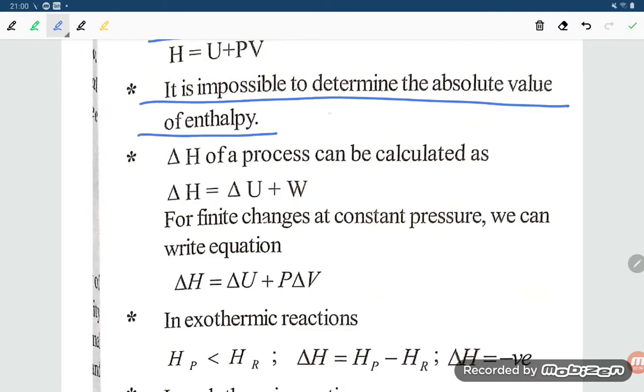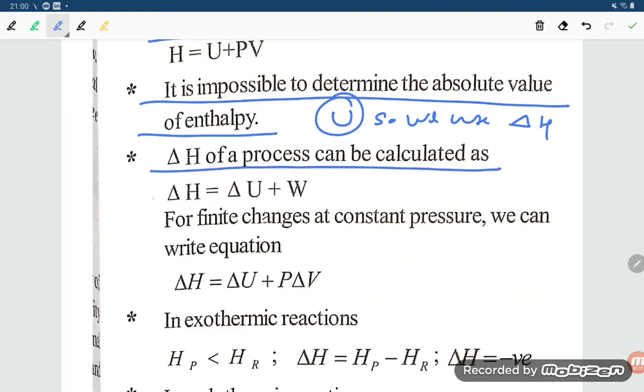Now it is impossible to determine the absolute value of enthalpy. So the absolute value you cannot determine, so what do we use, student? We use delta H. So delta H for a process can be calculated as delta H is equal to delta U plus PV. PV means W. W means what, student? P delta V.